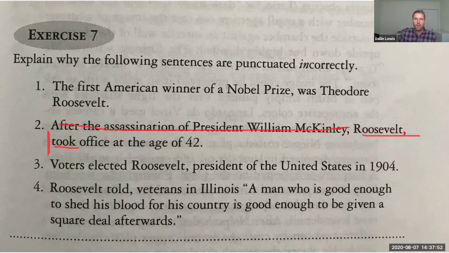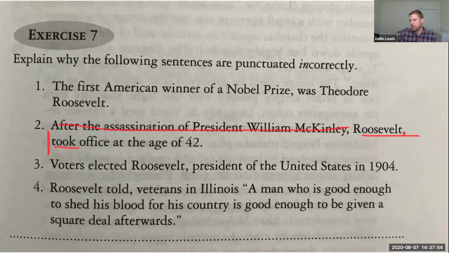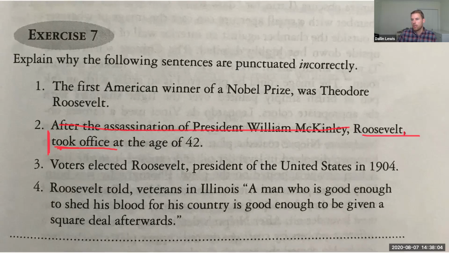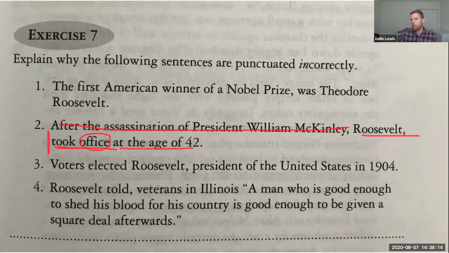But I really just want to know what type of sentence this is and what the subject and verb, or subject and predicate, are. Roosevelt is the subject. Took office is the predicate, the whole predicate. Took is a direct object verb. It requires a complement. In this case, office is direct object. And this prepositional phrase is optional. At the age of 42, Roosevelt took office. Or at the age of 42, after the assassination of President William McKinley, Roosevelt took office.